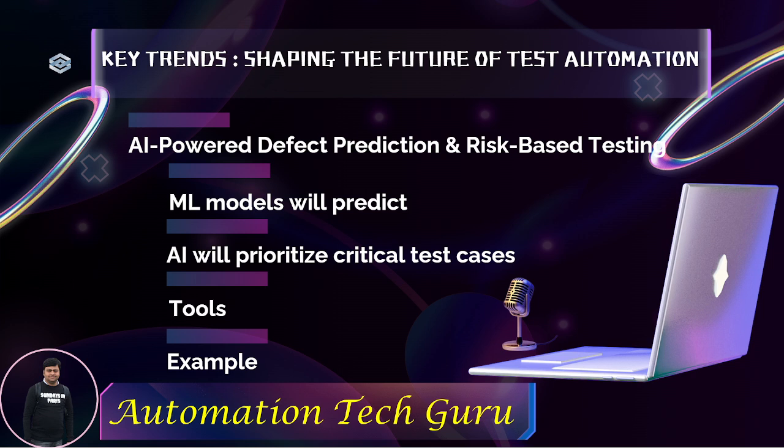AI-powered defect prediction and risk-based testing. ML models will predict which features are most likely to have defects. AI will prioritize critical test cases based on historical failure data and risk assessment. So tools like Launchable, Sealights and predictive test selection will gain popularity. For example, instead of running thousands of regression tests, AI will predict the most impactful 20% of tests, saving execution time.